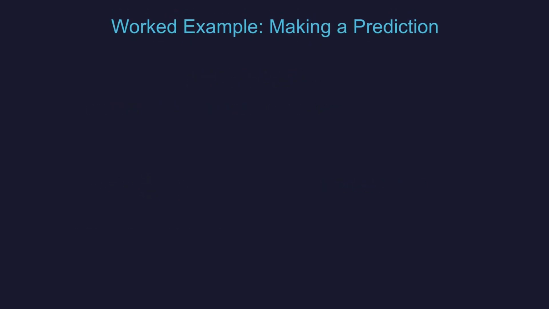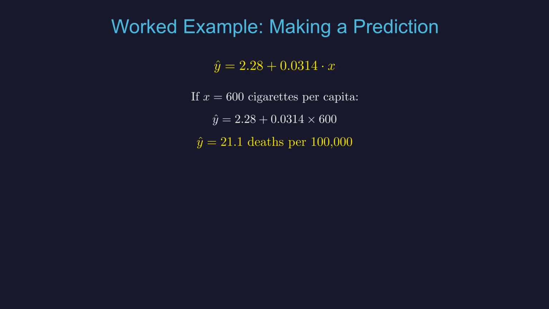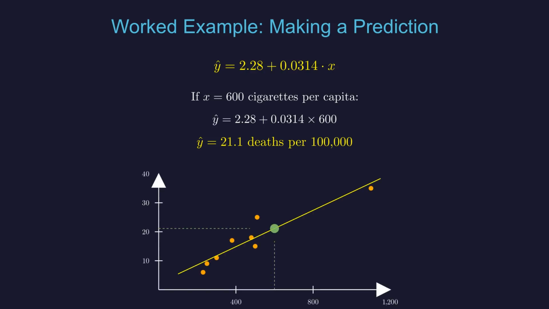Let's use the Doll data to make a prediction. Our fitted model gives us this equation. Suppose a country had 600 cigarettes per capita in 1930. Plugging in, we get a predicted lung cancer mortality of about 21.1 per 100,000. On the scatter plot, we can see this prediction falls right on the regression line.